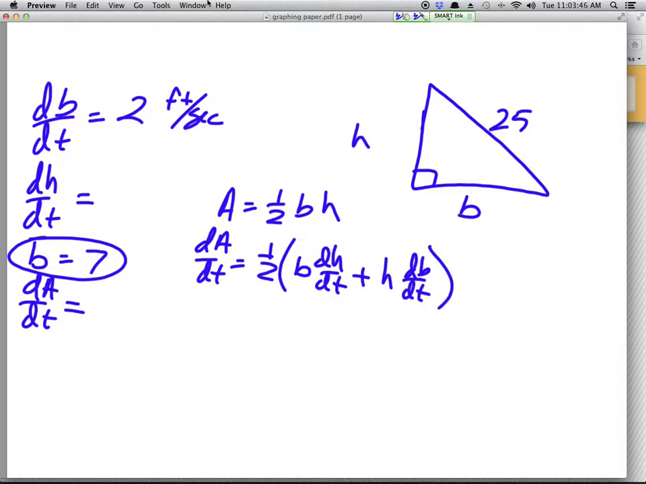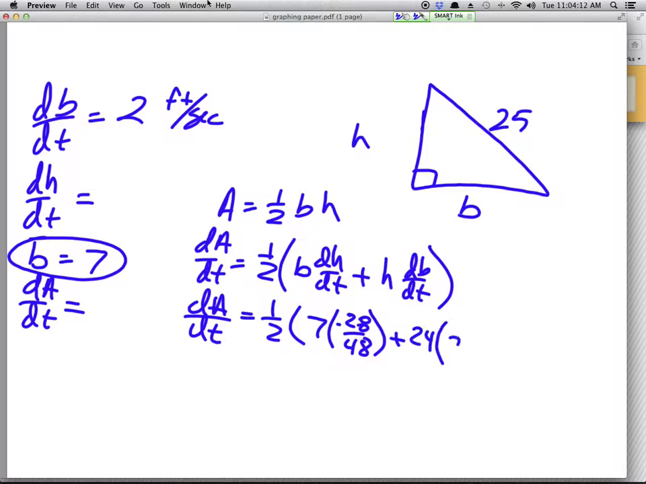There it is. Now all I have to do is plug in. dA dt is what I'm looking for. I've got 1/2. My base is 7. What is dH dt? Negative 28 over 48. What's my height? 24. And dB dt is 2. Now work this out.